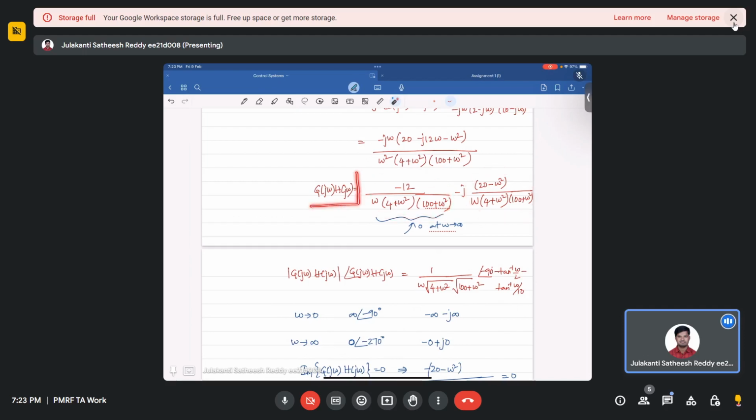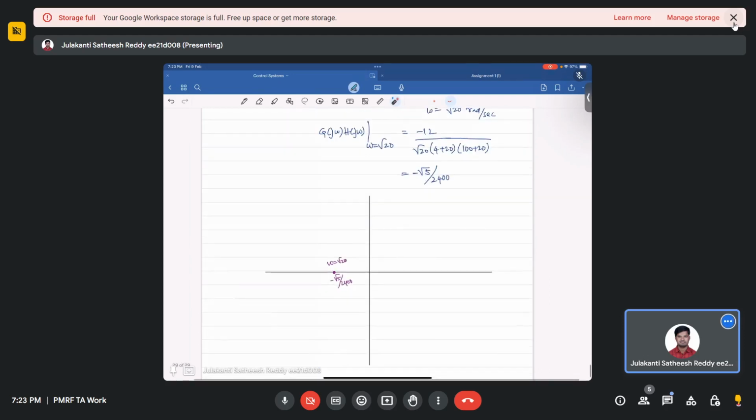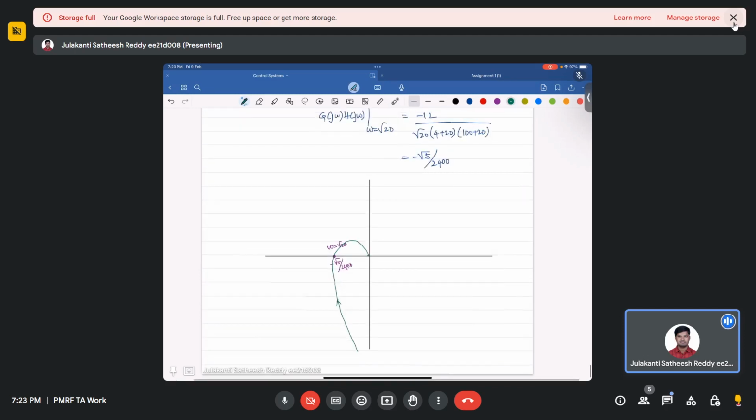So this will clear most of the problems if you are not able to draw the plot, because the Nyquist plot majorly depends on how you draw the 0 to infinite frequency part. Once you know 0 to infinite, the mirror image of that will give you minus infinite to 0. Here, it is starting at this point and ending. So this is the plot. This is the trajectory for omega from 0 plus to plus infinite, right?